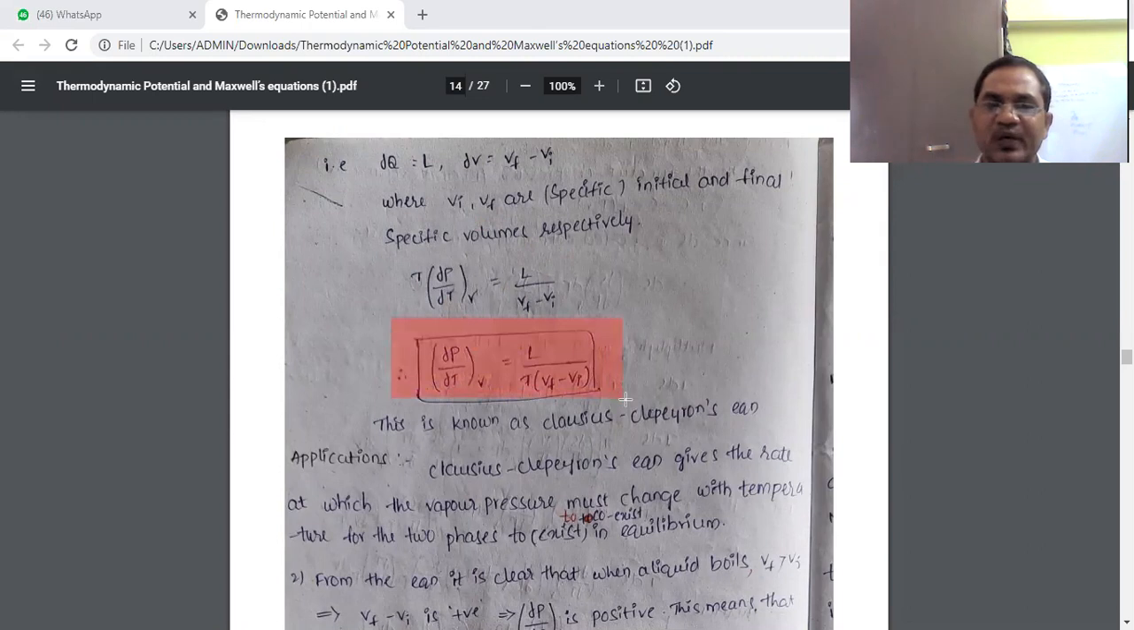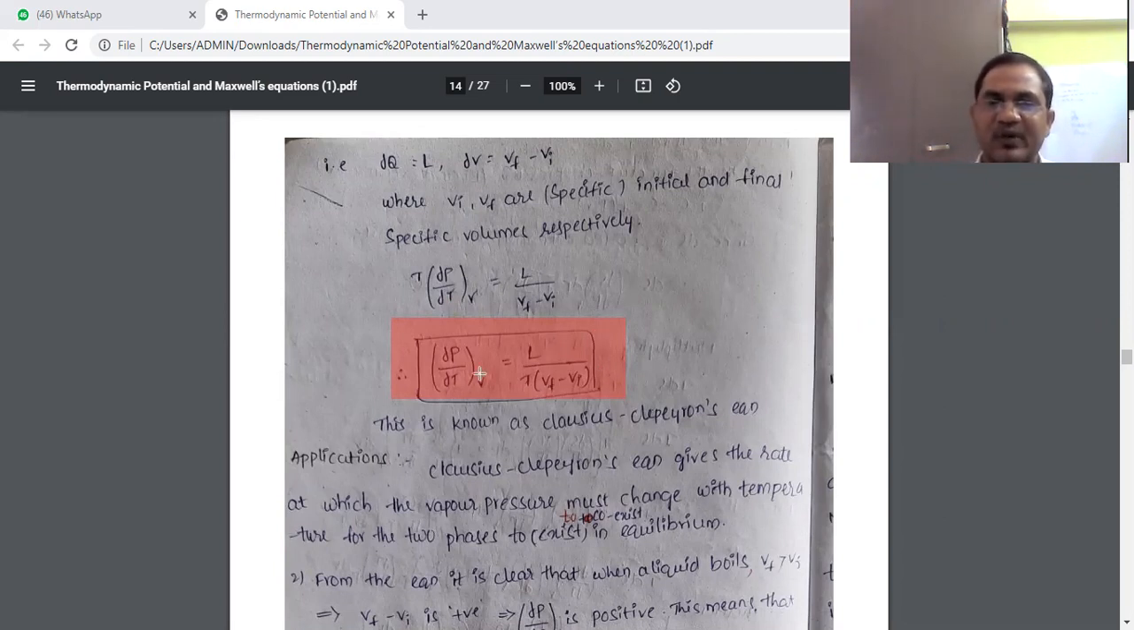dP by dT at constant volume is equal to L by T into (Vf minus Vi), where L is the latent heat of the substance, T is the temperature during the change of state of the substance, Vf is the final specific volume, and Vi is the initial specific volume. This equation is known as the Clausius-Clapeyron equation.